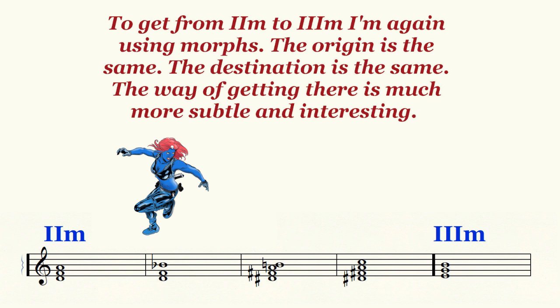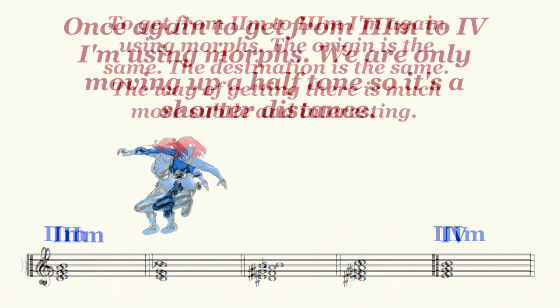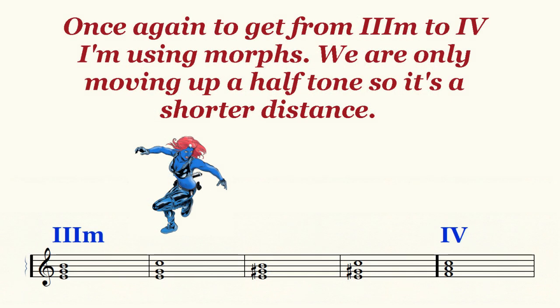Moving from 2 minor to 3 minor is similar. There is no augmented chord this time, but I still have major, minor, dominant 7th, and the fat chord. Moving from 3 minor to 4 is a shorter distance because we are only going up a half tone. This time I used minor, augmented, and major.